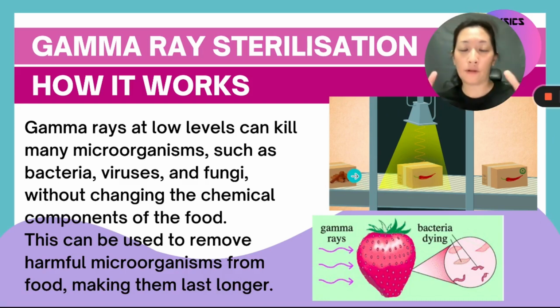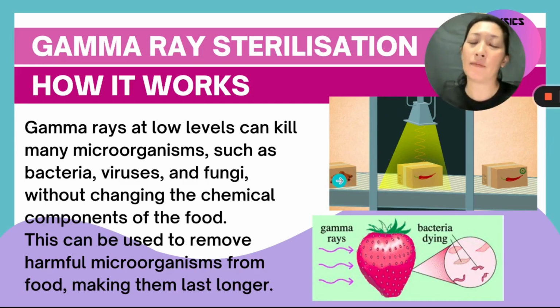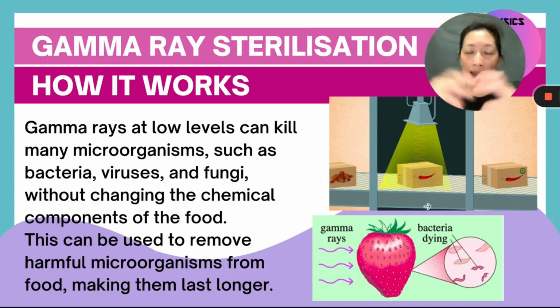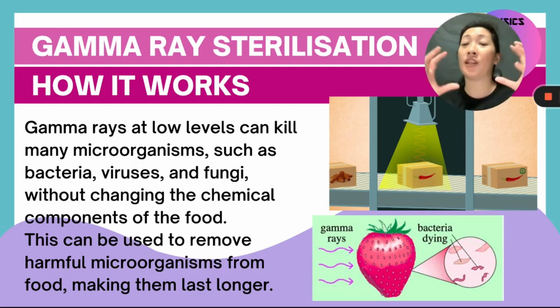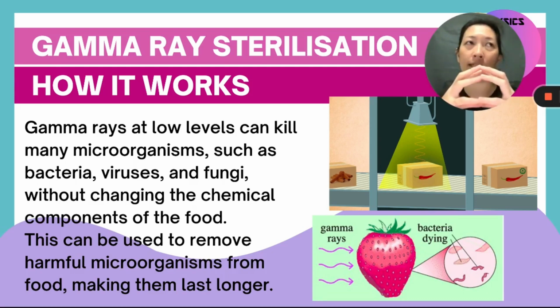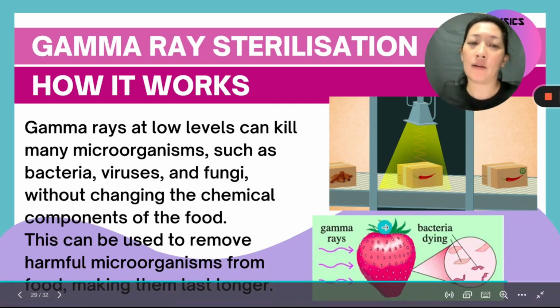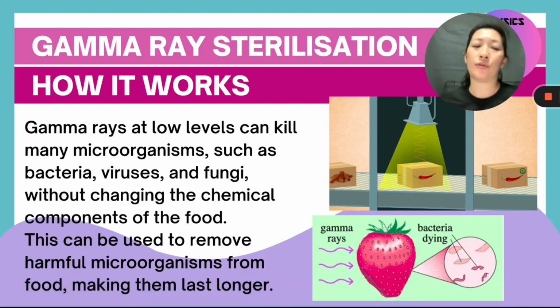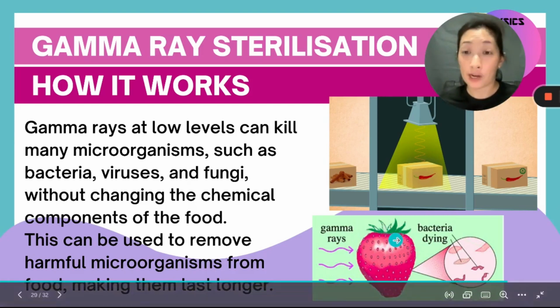have the food all packaged in boxes and in tins and all that, all sealed already. So what happens is they will just pass the boxes under the gamma radiation machine. So the gamma radiation can pass through the packaging, and they kill all the microorganisms that are inside the packages. But because the packages are sealed, no new microorganisms can come in, and that allows the food to stay fresher for longer.